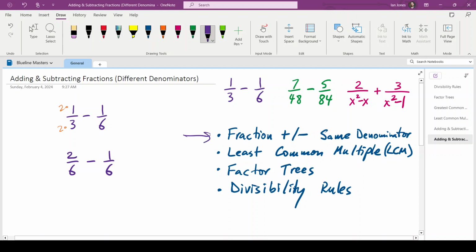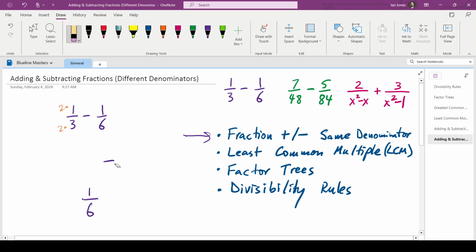And then we have a fractions question with the same denominator. When the denominators are the same, you subtract the numerators. 2 minus 1 is 1. So the answer there is 1/6. Okay, so that's it. Pretty straightforward. Now, if you didn't know to multiply top and bottom by 2, numerator and denominator, you could actually use factor trees. Normally we wouldn't actually use them for a question like this, but we could.